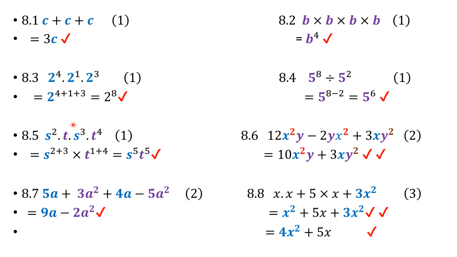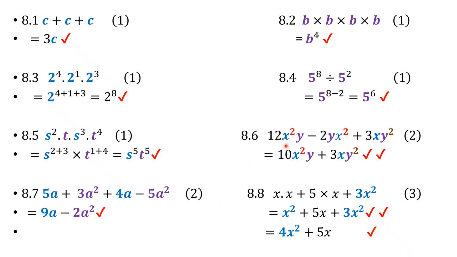We always see learners lose marks when we mark, because they'll write 4 instead of saying 1 plus 4. So be very careful of that, right? So 2 plus 3 gives me 5, 1 plus 4 gives me 5, so I have s to the power 5, t to the power 5.